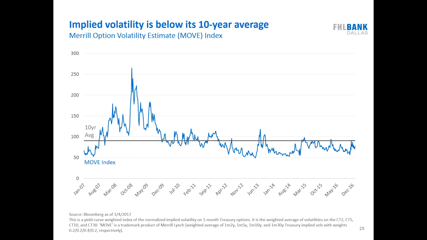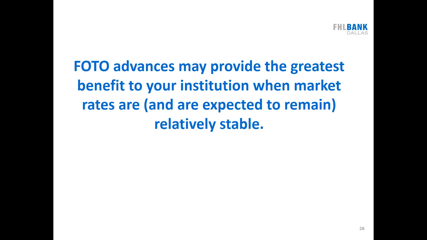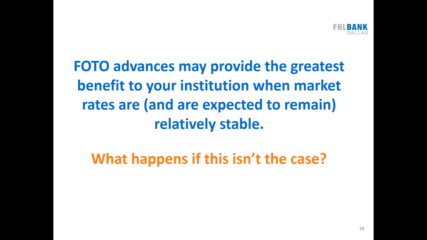Looking at implied market volatility, specifically the Merrill Option Volatility Estimate or MOVE Index, recently implied market volatility has been below its 10-year average. Putable advances may provide the greatest benefit to your institution when market rates are and are expected to remain relatively stable. What happens if this isn't the case?